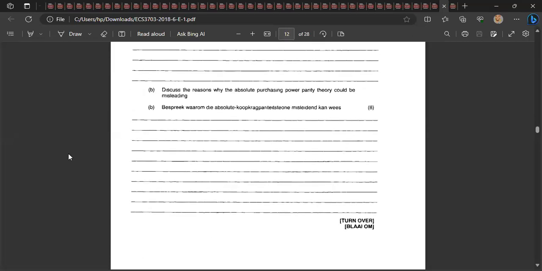Right. Discuss the reasons why absolute purchasing power parity theory could be misleading. So here we are simply talking about why the absolute purchasing power parity theory does not work. I think we were on this yesterday when we were leading to the determinants of... what were we doing, by the way? Trying to determine the exchange rates, right? And we are specifically looking at those four things. The first one was this one here, absolute purchasing power parity theory.